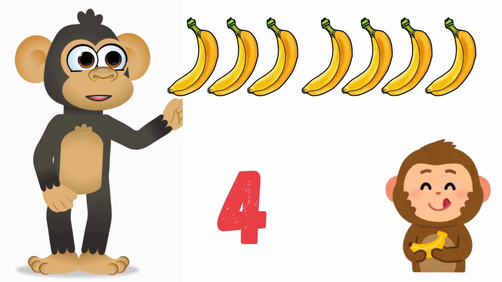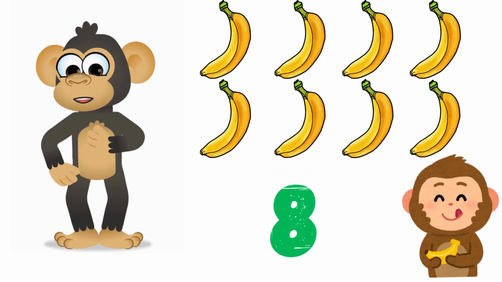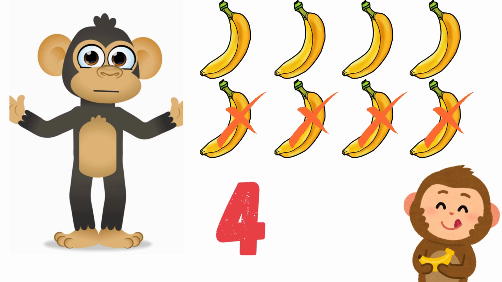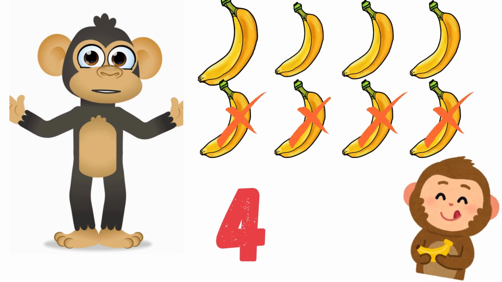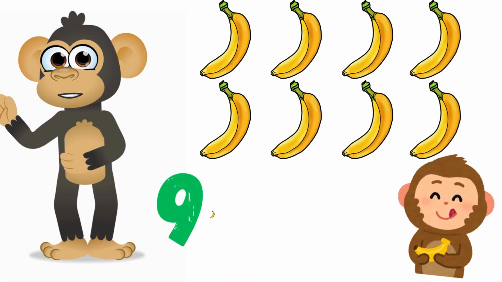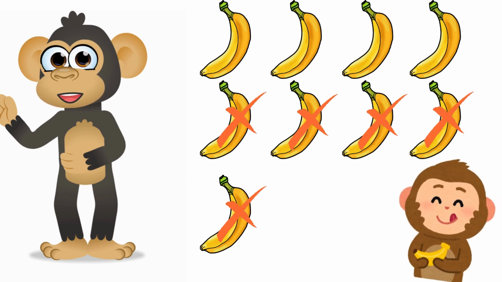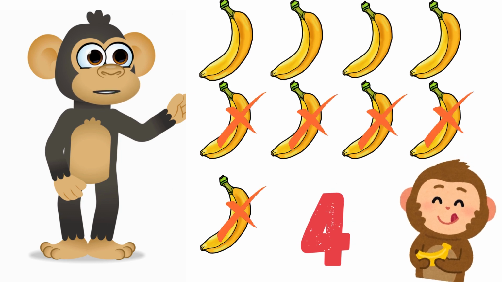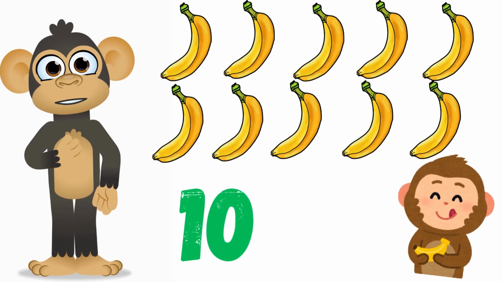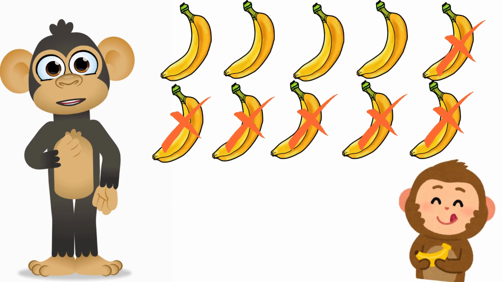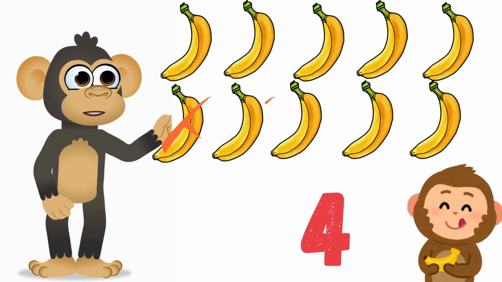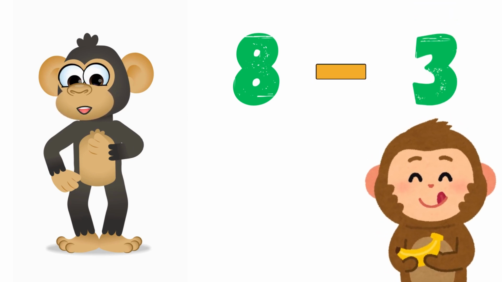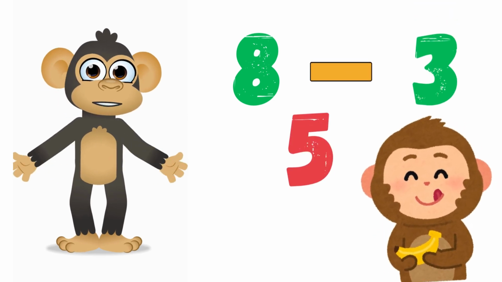Yes, 4 bananas. If you start with 8 bananas and eat 4, how many are left? That's right, 4 bananas. We start with 9 bananas. If we eat 5, how many are left? Correct, 4 bananas. With 10 bananas and eating 6, how many are left? Yes, 4 bananas. 8 bananas minus 3 bananas leaves us with 5 bananas.